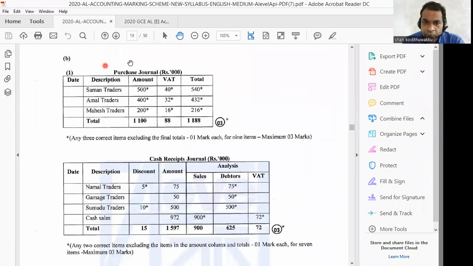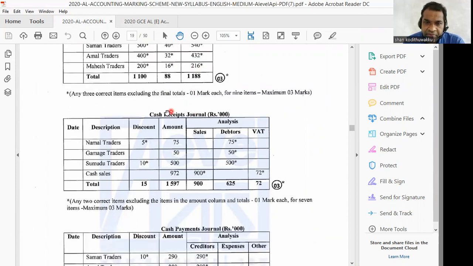This is the format for the purchases journal: date, description, amount column, VAT column, and total column. If there's no VAT, you can ignore the VAT column and you can take other description, amount column, and other or total.